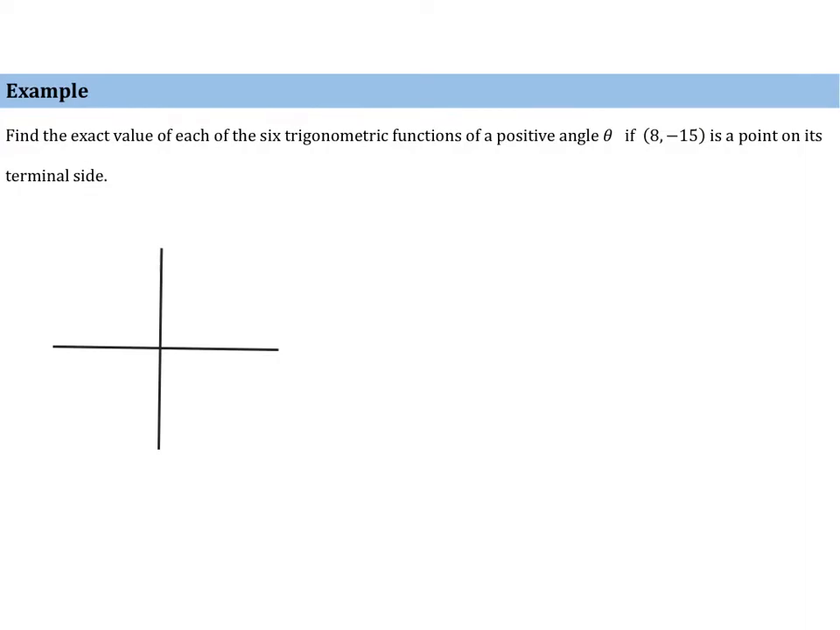Let's look at another angle. Here we have a point on the terminal side being 8, negative 15. So let's sketch our angle. 8, negative 15 would be in the fourth quadrant. So again, we don't have to be incredibly exact.